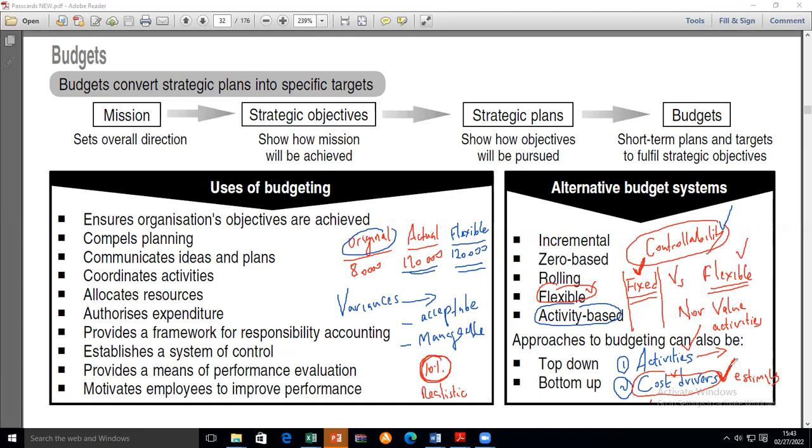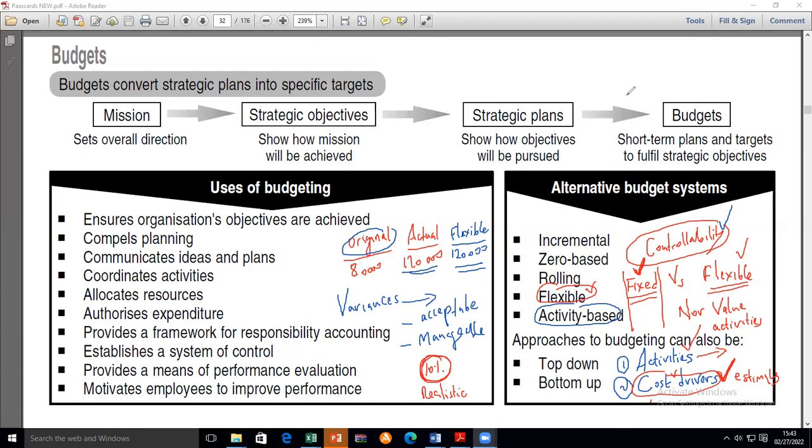If you want to control costs, you don't say 10%. No, you say, go and reduce the number of cost drivers. Go and review the cost drivers. So the variances that we get are much more realistic, because the budgets are more realistic. They are based on the cost drivers. So can you also identify variances which are due to non-value-adding activities? Yes, please. That's another item.